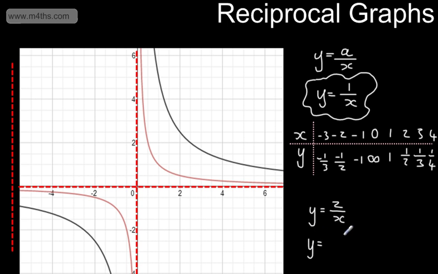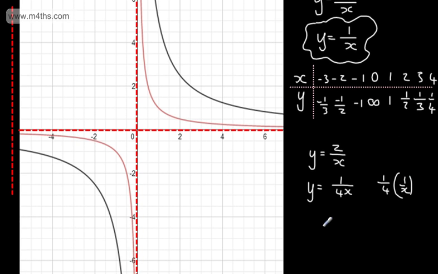y is equal to now 1 over 4x. This is just saying that it's 1/4 of 1 over x. We might see this in the form, less so now, but more so later in your studies. For example, xy is equal to 5. We could rearrange this and write this as y is equal to 5 over x and then deal with that.